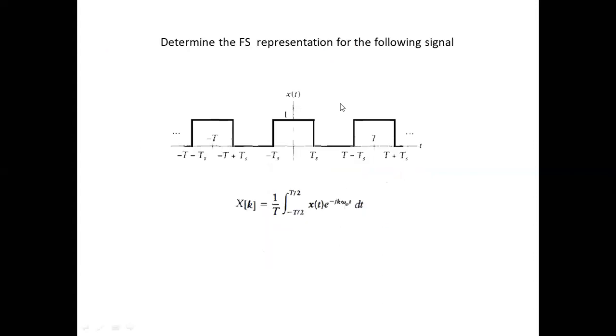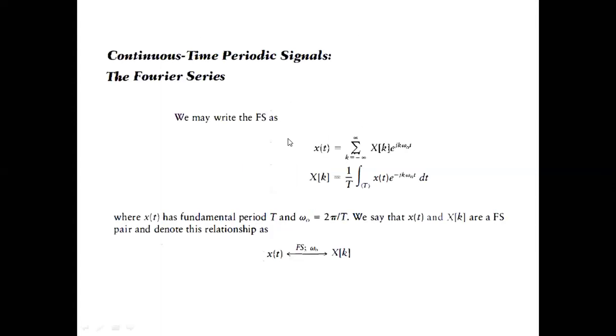Okay, so here is a question. Determine the Fourier series of the following signal. Now this signal here is, first of all, continuous time. Second, it looks periodic, so of course it may have a Fourier series representation. What is a Fourier series representation? The author wants us to represent it in terms of this particular equation.